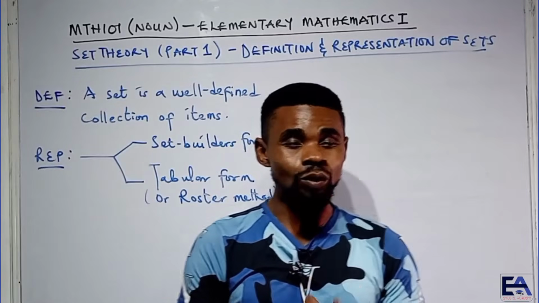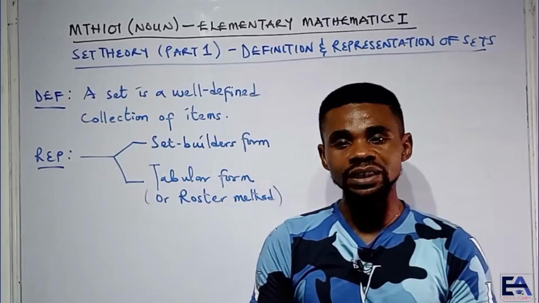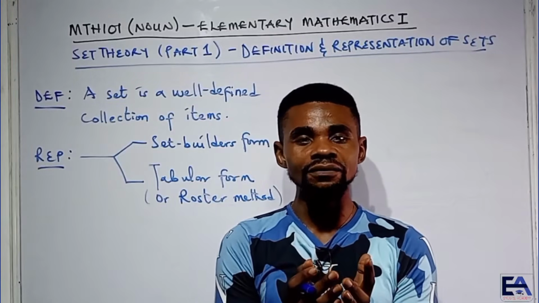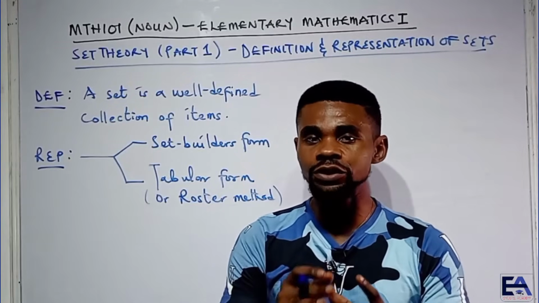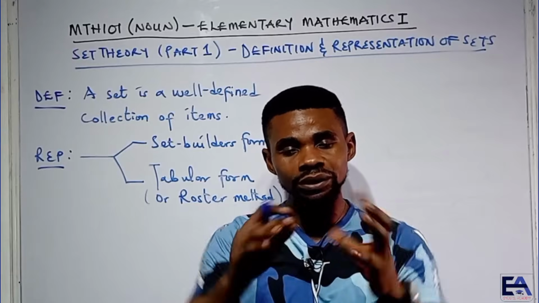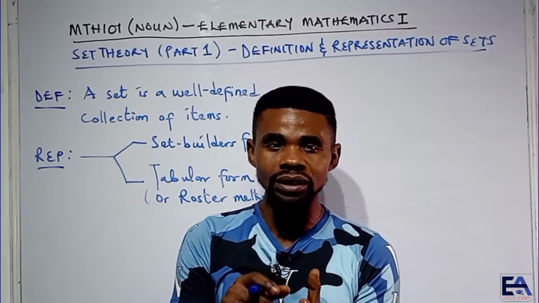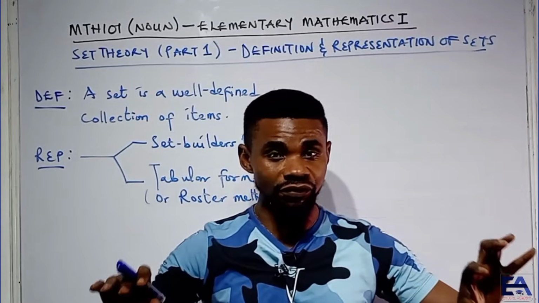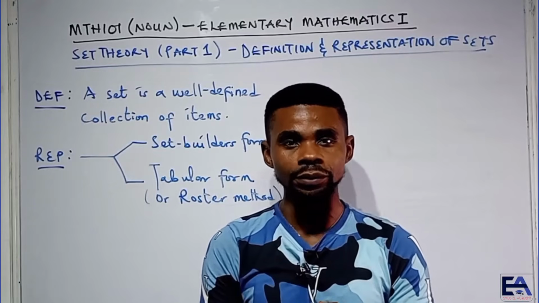Now, what is a set? A set is a well-defined collection of items. Most of the time, these items that we collect usually have some things in common, and that is the reason why we group them into sets. We put them together into a set because there is something common about them. They are all different items individually, but collectively we call them a set because there is something common.